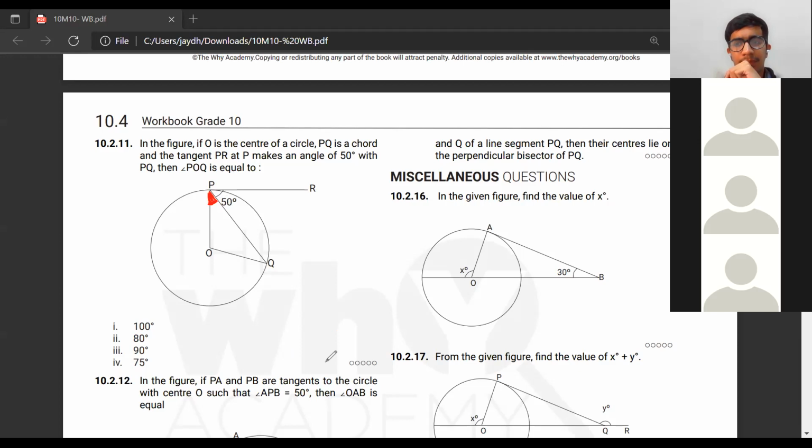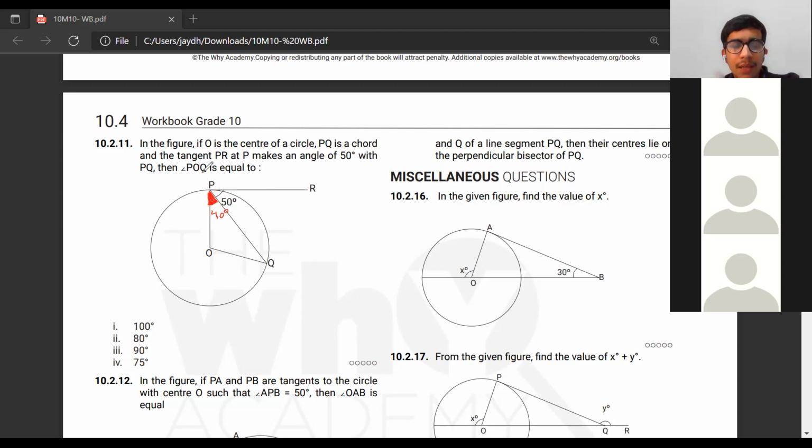Yes, sir, it will be 40 degrees. How can you say that it will be 40 degrees? Because angle OPR will make 90 degrees. Exactly. Since PR is a tangent, OP will be perpendicular to PR. Therefore, this whole angle will be 90, and since a part of it is 50, the other part will be 40.